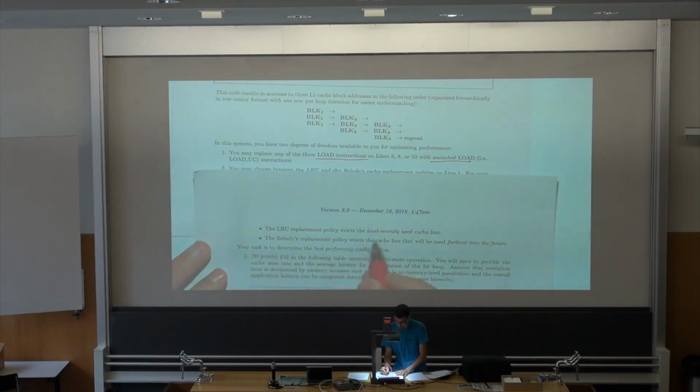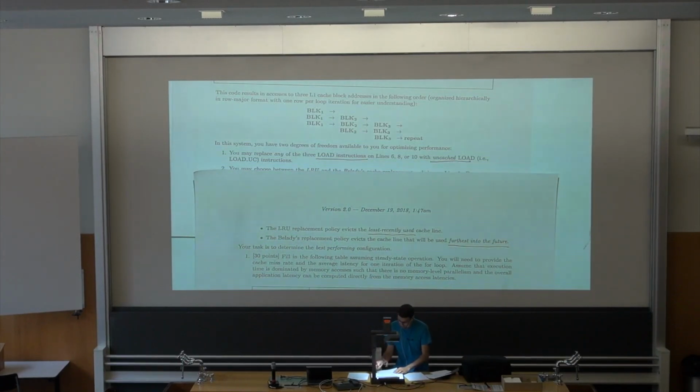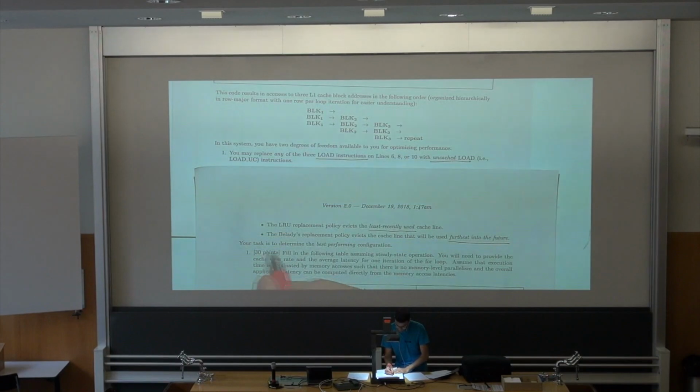So the LRU replacement policy evicts the least recently used cache line, right? And Belady's replacement policy evicts the cache line that will be used furthest into the future. And so Belady's, in some sense, is an optimal algorithm, right? Okay, so your task here is to determine the best performing configuration, right?